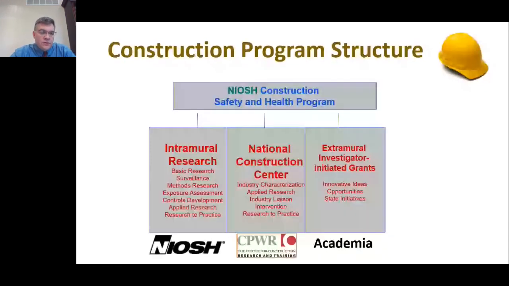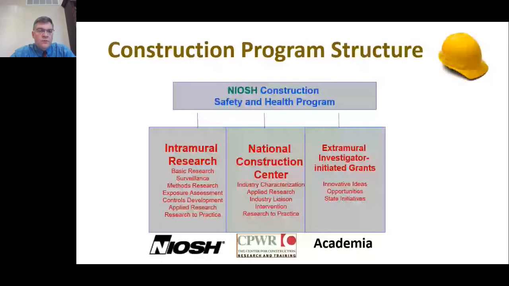And as far as the structure of our program, we actually oversee 3 different types of research. We have intramural research, which is conducted by government employees within NIOSH itself. Then we fund extramural researchers at universities. And then we also have the National Construction Center, which is a cooperative agreement that's competed every 5 years. And that's currently held by CPWR. That's the National Construction Center.